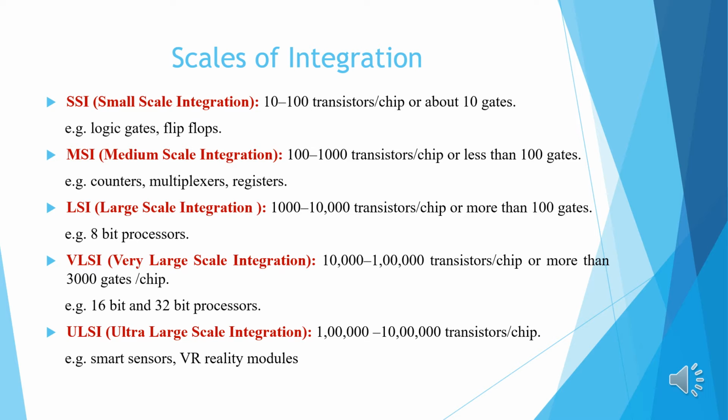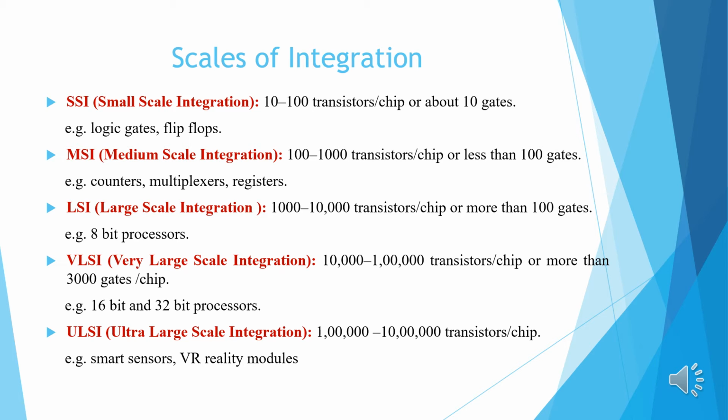In large scale integration, 1000 to 10,000 transistors are present. When I'm talking about transistors, it means CMOS transistors, MOSFETs per chip, or more than 100 gates are present in a single chip. Can you imagine such a tiny chip having 100 gates? An example is 8-bit processors.